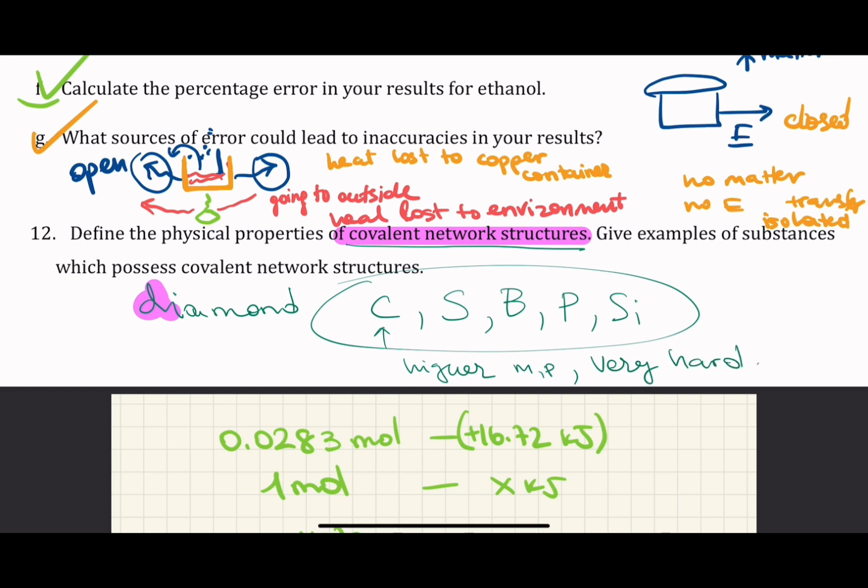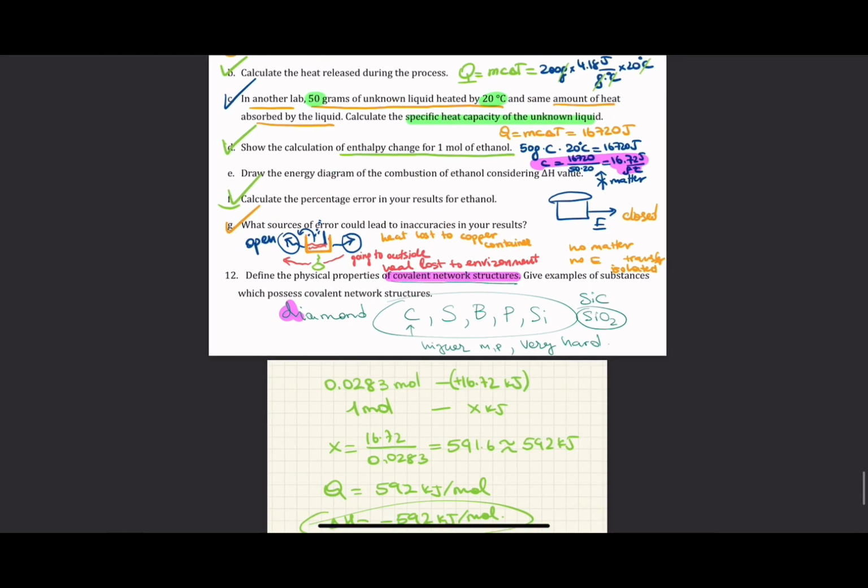For example, they make a compound like silicon oxide. Silicon oxide is the main material of glass, but they can make super strong glasses out of this one. So covalent network structure is the last question, guys.